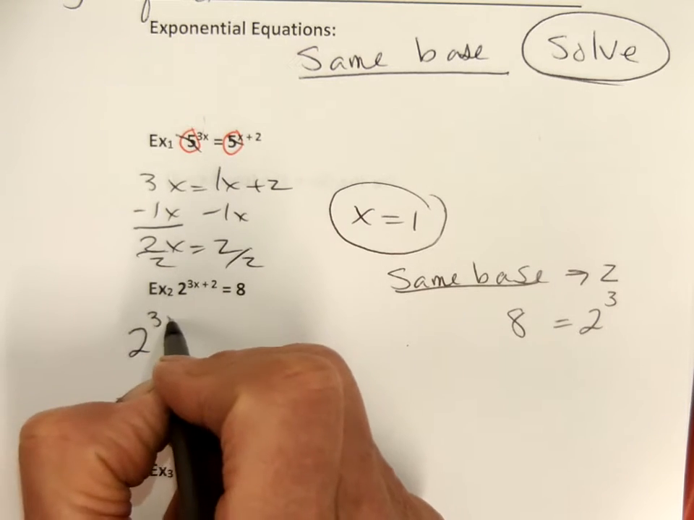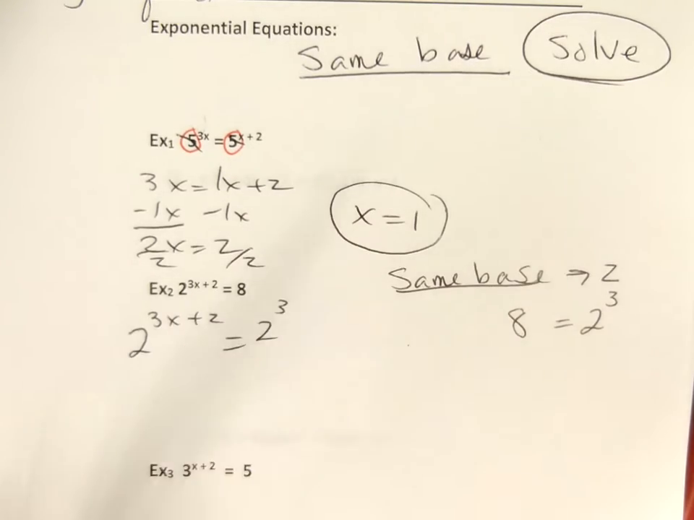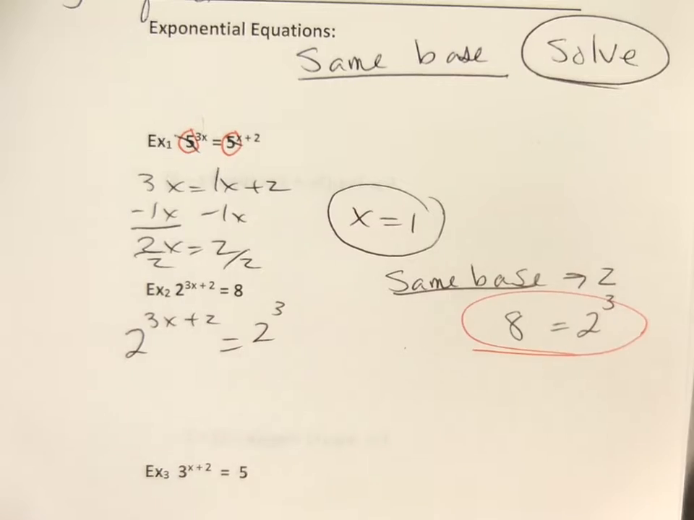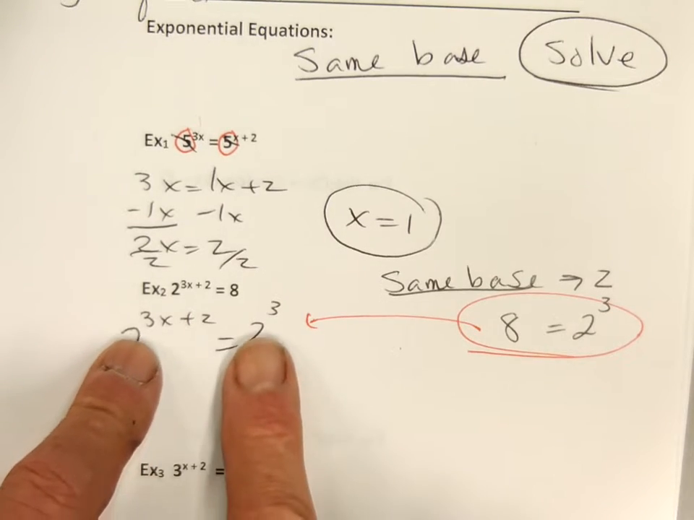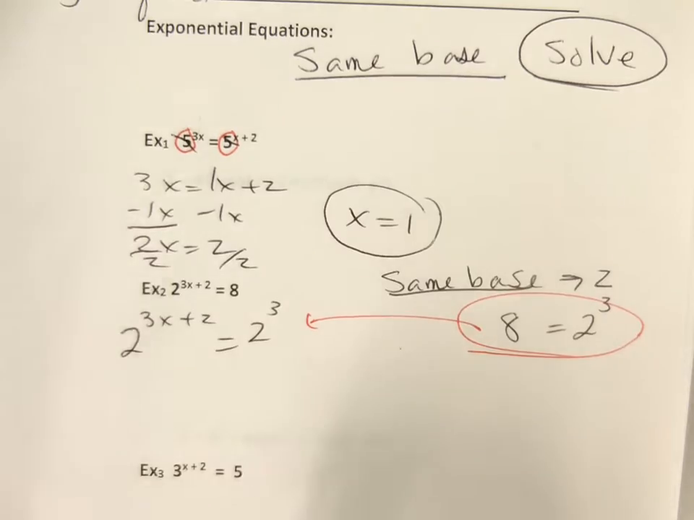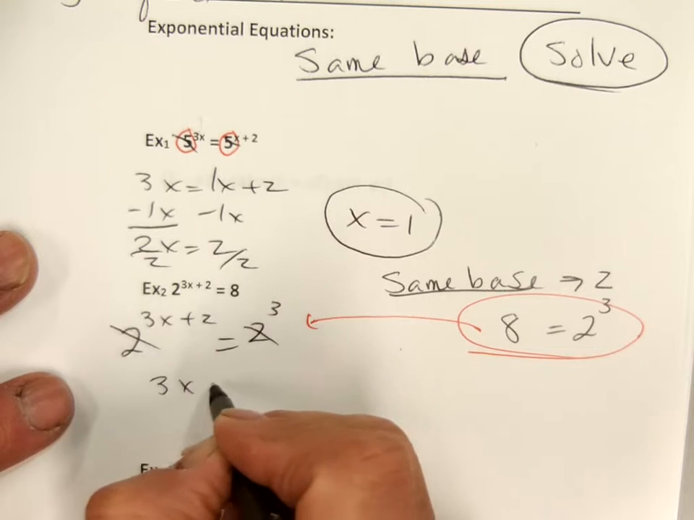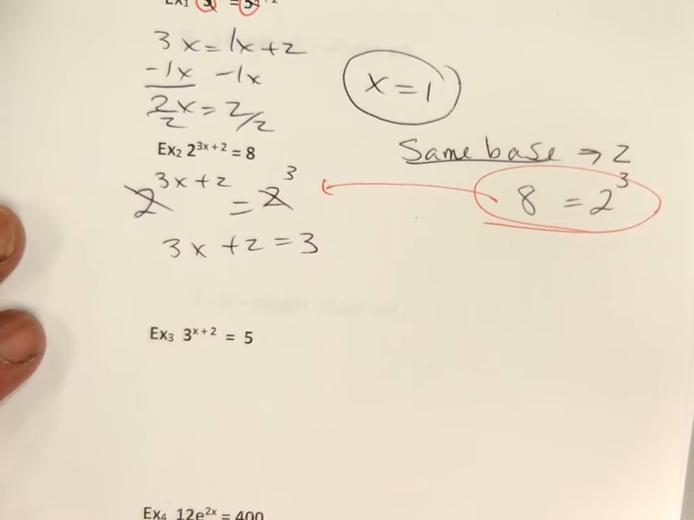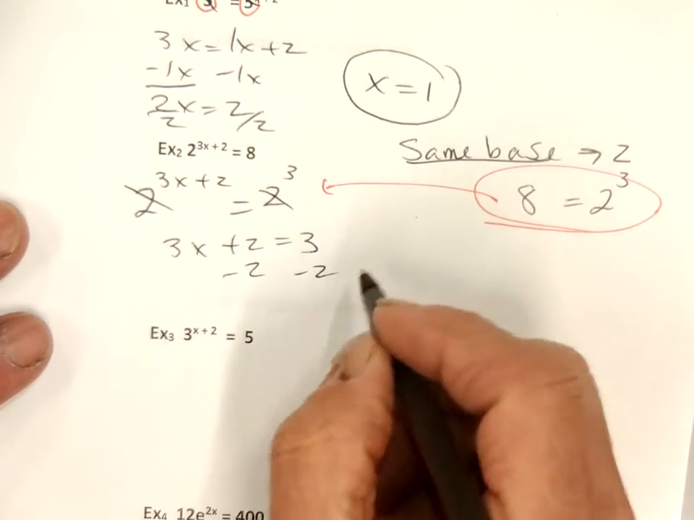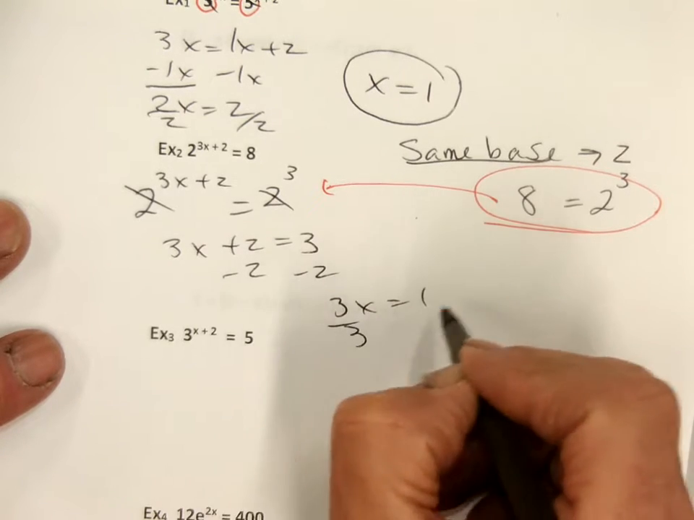I'm just going to go 2 to the 3x plus 2 equals 2 to the third power. So I just changed 8 into 2 to the third power. That's all I did. Well, 2 to something equals 2 to something. Really, it's the somethings that matter. So we can cancel out the bases and solve. I'll have 3x plus 2 equals 3. Minus 2, 3x equals 1. Divide by 3, and I get 1/3.